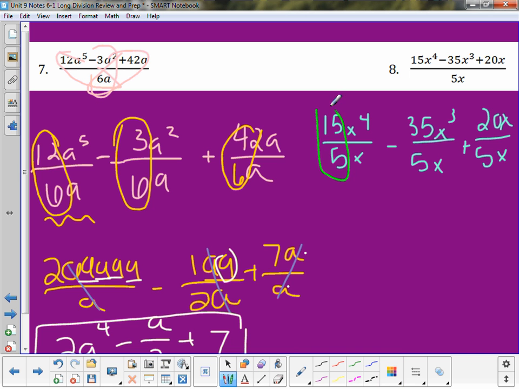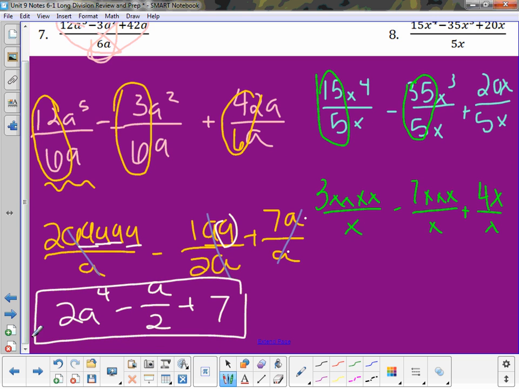So 15 divided by 5 is going to give me 3, and then I have 4 x's on top and 1 x on the bottom. 35 divided by 5 is going to give me 7, 3 x's on top and 1 x on the bottom. Well, 20 divided by 5 is going to give me 4, and then I have an x over an x. So now I want to simplify some of those x's.